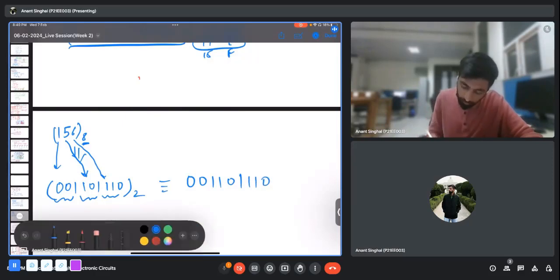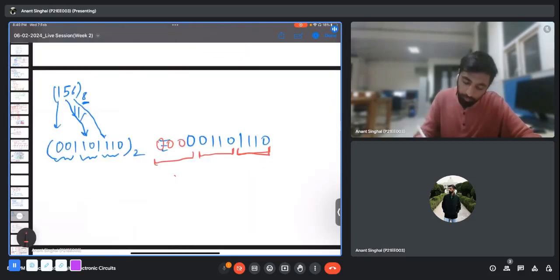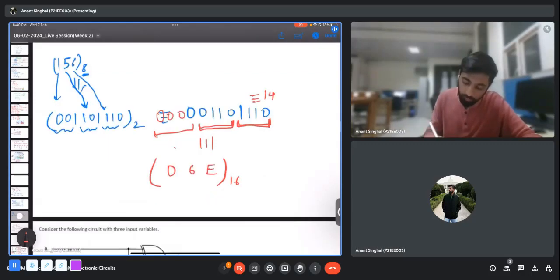So starting from the right, you can make groups of 4 for hexadecimal. So this is first, then this is second, and if you are left with anything, just add more zeros. So you can write this as 0, and this is 0110, which is 6, and then this is 1110, which is equivalent to 14, and 14 in hexadecimal is E. So you can see there is a shortcut now. We have easily calculated this as 6E to the base 16.